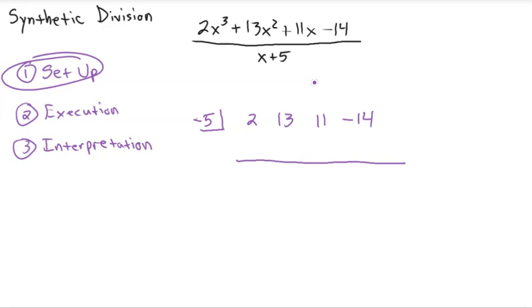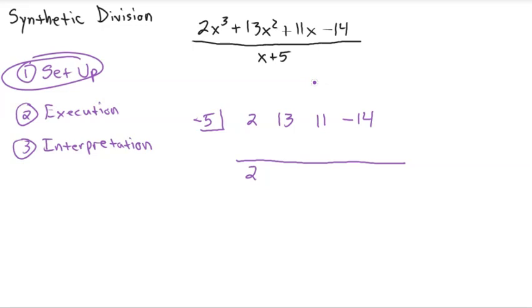Now we're going to move on to the execution. The first thing you do is you take this first number here, the 2, and you bring it way down below the line. You put the 2 down here. You're taking the 2 and moving it down below the line. That's the first step.